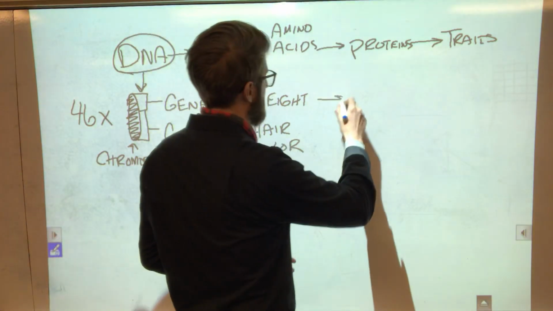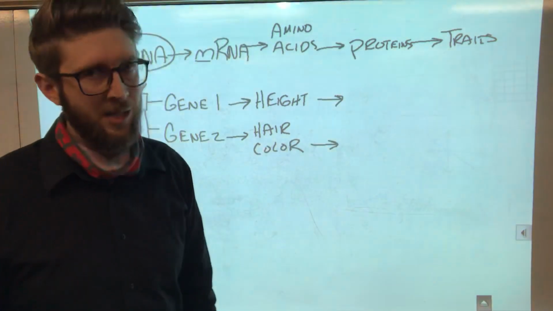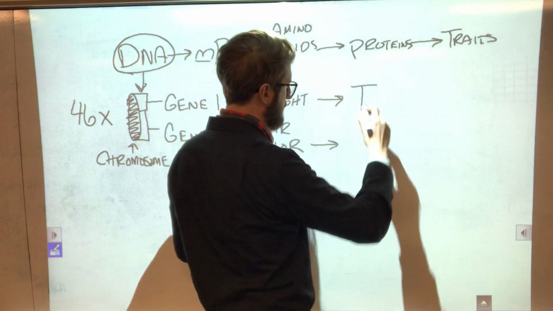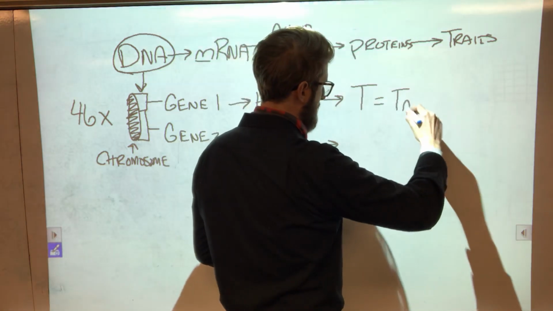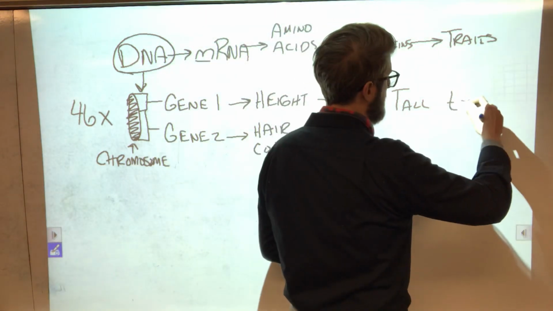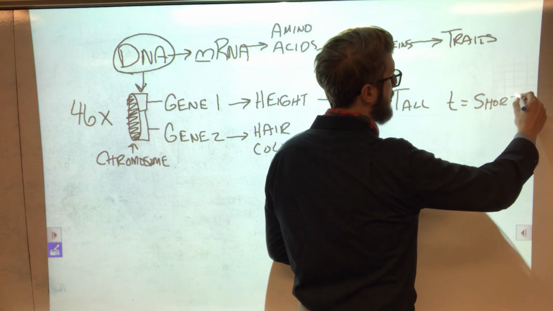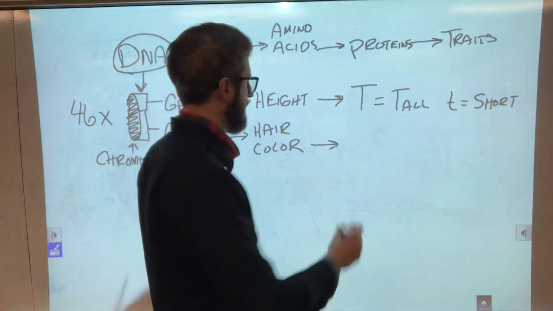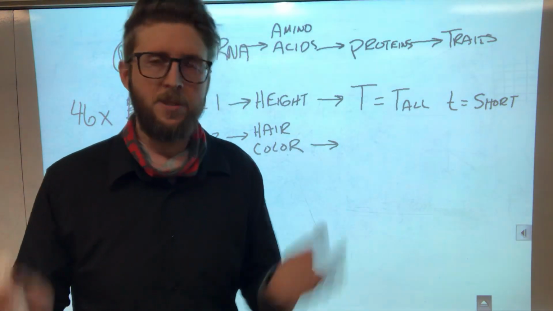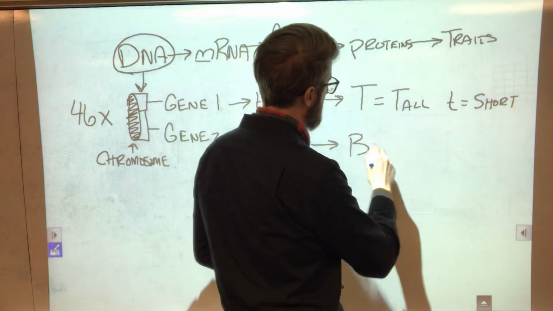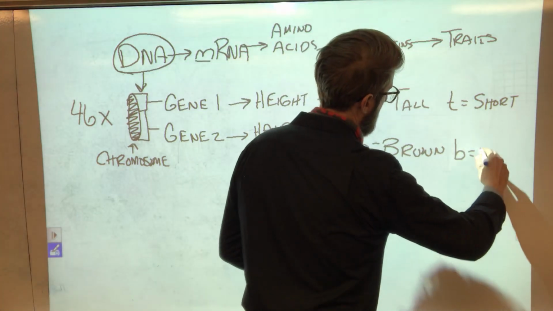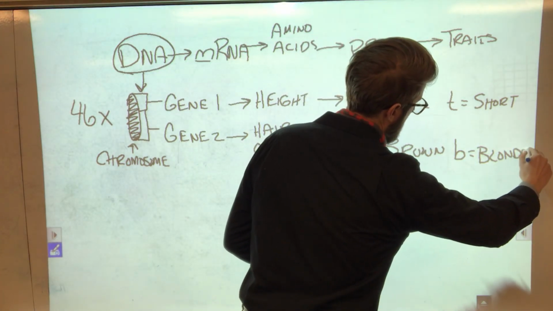And so let's say that there's only, just to keep it very simple, in reality it's more complex, but let's say that for height, you have a tall gene or a tall version and short. So in this hypothetical world, you can be either tall or short, okay? And let's say for hair color, you can only have one of 2 hair colors, again, to keep it simple. So let's say that capital B is brown and lowercase b is blonde. Okay?